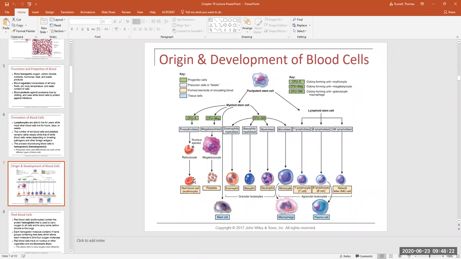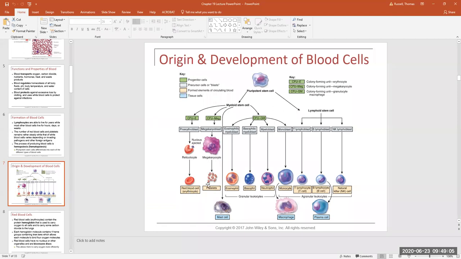For instance, red cells, platelets, the granulocytes, eosinophil, basophil, neutrophils, and the agranulocyte monocytes all come from the myeloid stem cell. Now, we're not learning the developmental sequence of all of these cells, but we will focus a little bit on this developmental sequence for the erythrocyte, because we have to go through the negative feedback loop on how our body knows when to make more red blood cells and when to slow red blood cell production down, because red blood cell production can go up or it can go down.